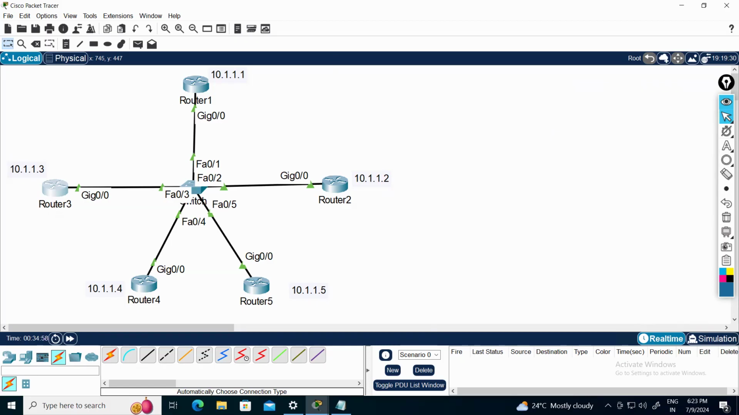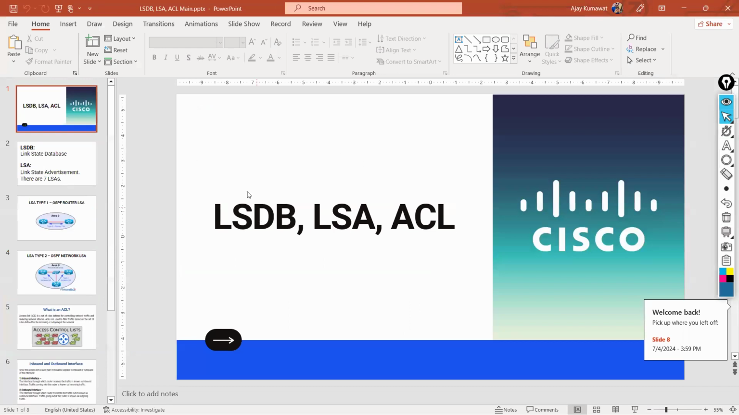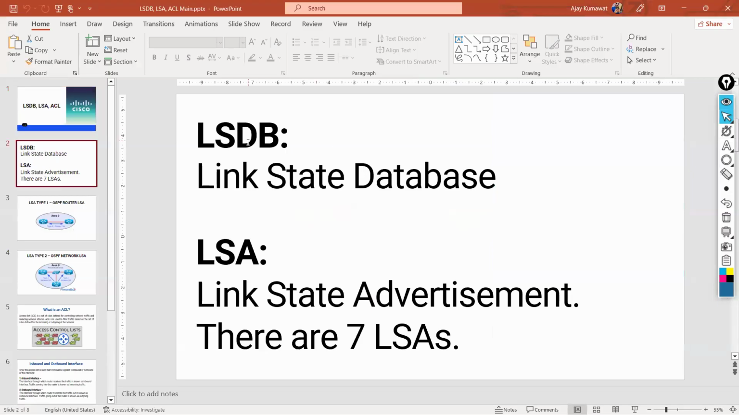Now about OSPF, one small concept is also there, after which your OSPF is complete: LSDB, LSA, and ACL. ACL is a different concept. Right now, we have to go with the LSDB, the link state database or OSPF database. How do you check it? You give the command show ip ospf database. Remember? Show ip ospf database. Correct? The second table you just noted, right?